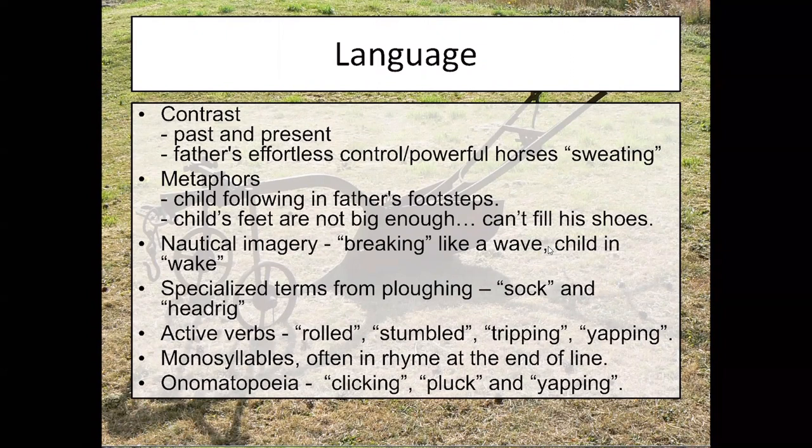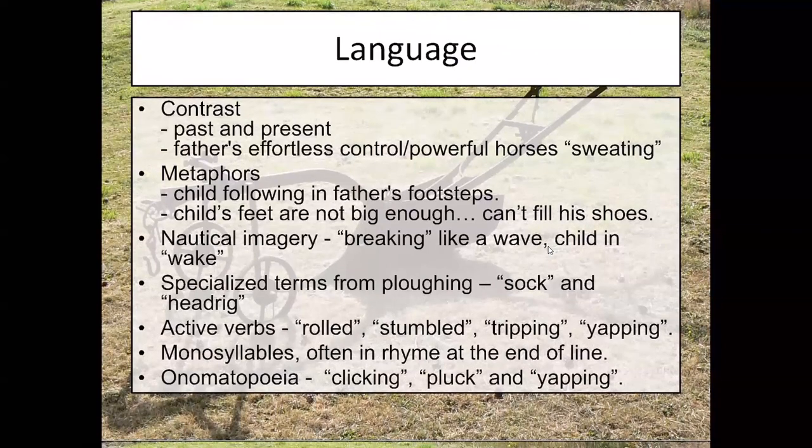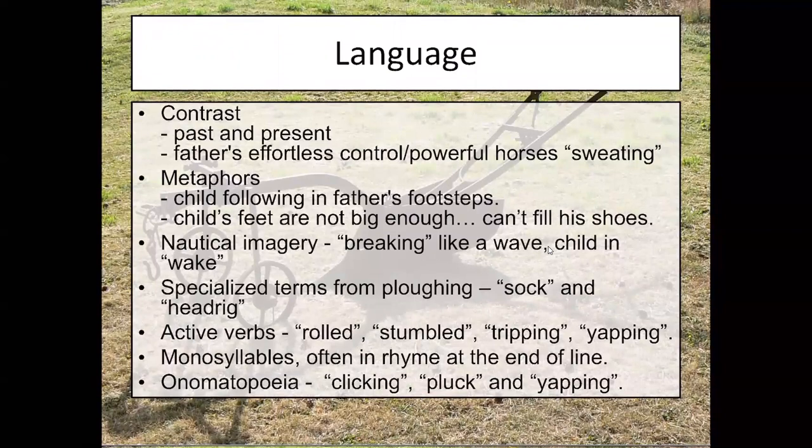Metaphors. So what metaphorical imagery have we got going in this poem? The child following in his father's footsteps. The child's feet are not big enough. He can't fill his shoes. We've got some nautical imagery, so words like breaking like a wave, child in wake, and that contrasts with the fact it's on land as well. So there's an interesting dynamic there. Perhaps that could symbolize how it's almost as if the son was never destined or able to follow in his father's footsteps, or that perhaps even he's almost in a way the opposite to his father.